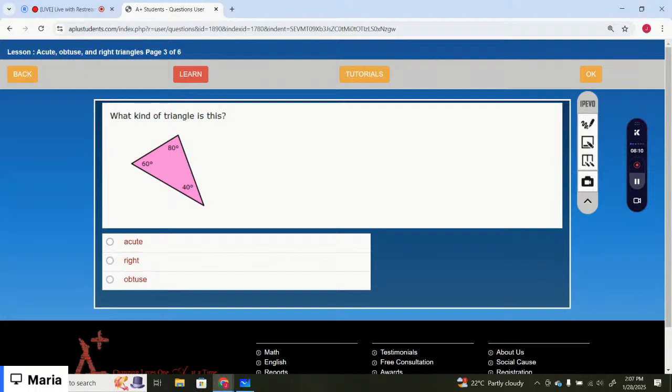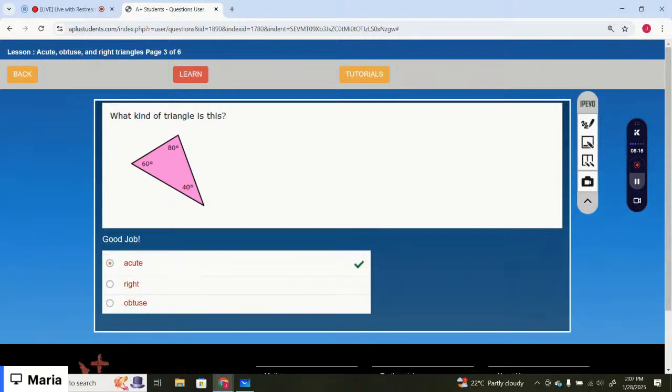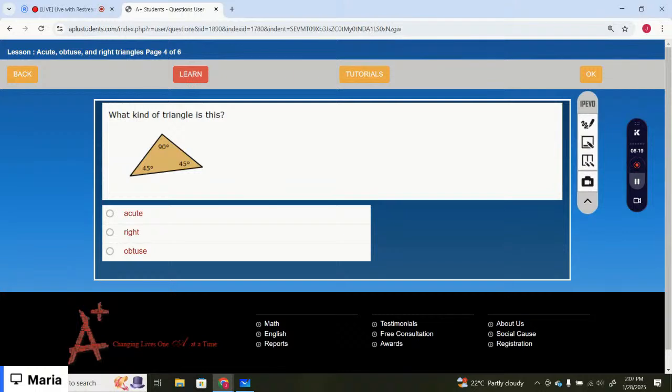What kind of triangle is this? Again, all the angles are less than 90 degrees. That is an acute triangle. Option number one is the correct option. Very good. What kind of triangle is this? Which is the correct option? That is a right triangle. Option number two is the correct option.